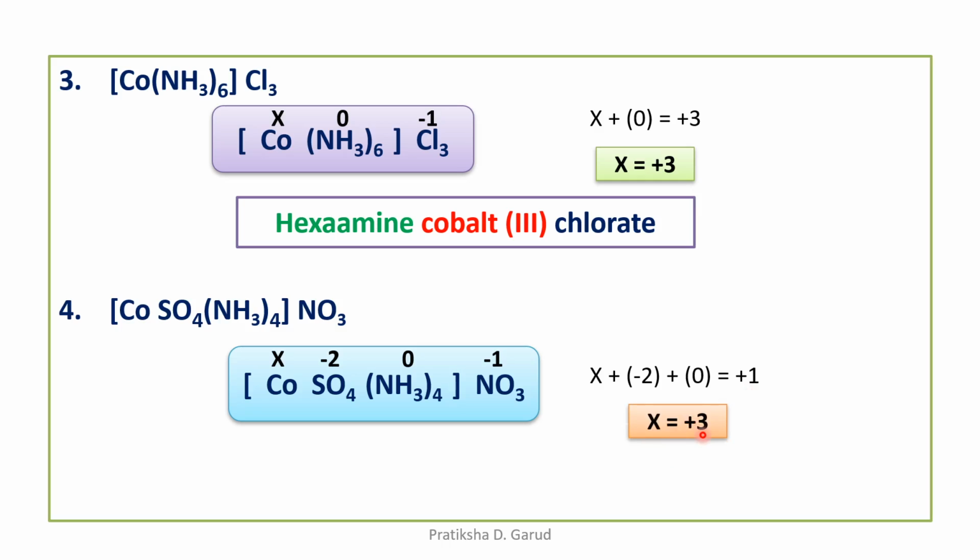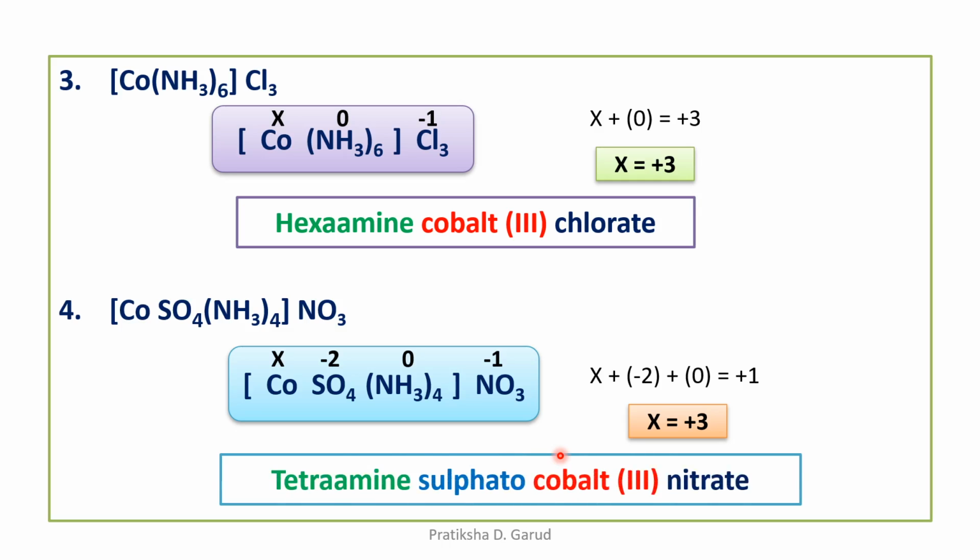So, what will be the name for the neutral ligand? We have to write it is 4 means it is tetraamine. Tetraamine, for the SO4, we have to write the sulfato. So, it is tetraamine sulfato cobalt with the oxidation state +3, and outside the square bracket it is nitrate. So, the name is tetraamine sulfato cobalt +3 nitrate, right? So this is the fourth example. Let us move on.